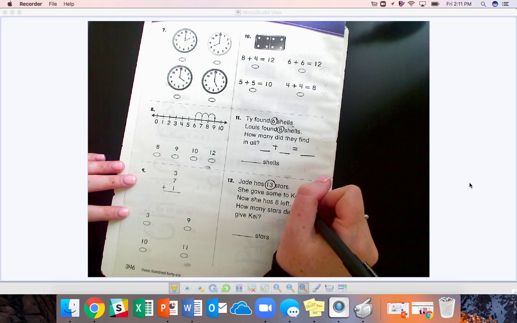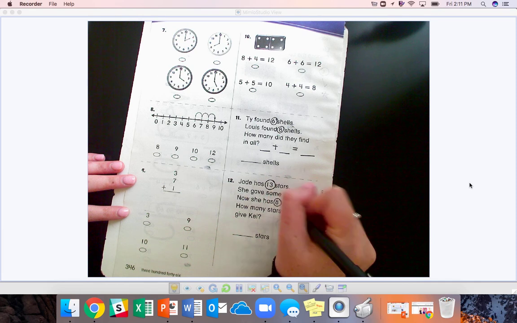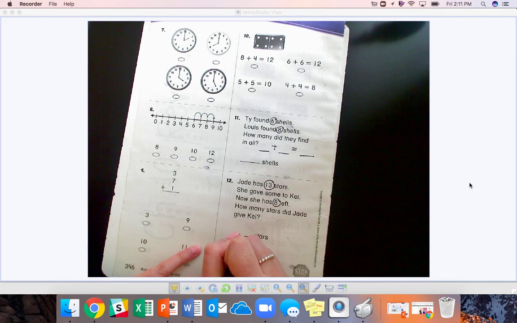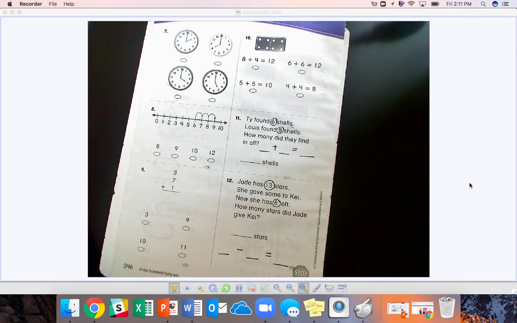Jade has 13 stars. She gave some to Kai. Now she has 8 left. How many stars did Jade give Kai? Now, remember, this is finding a difference. So would that be addition or subtraction? Remember, subtraction always has to start with the biggest number.